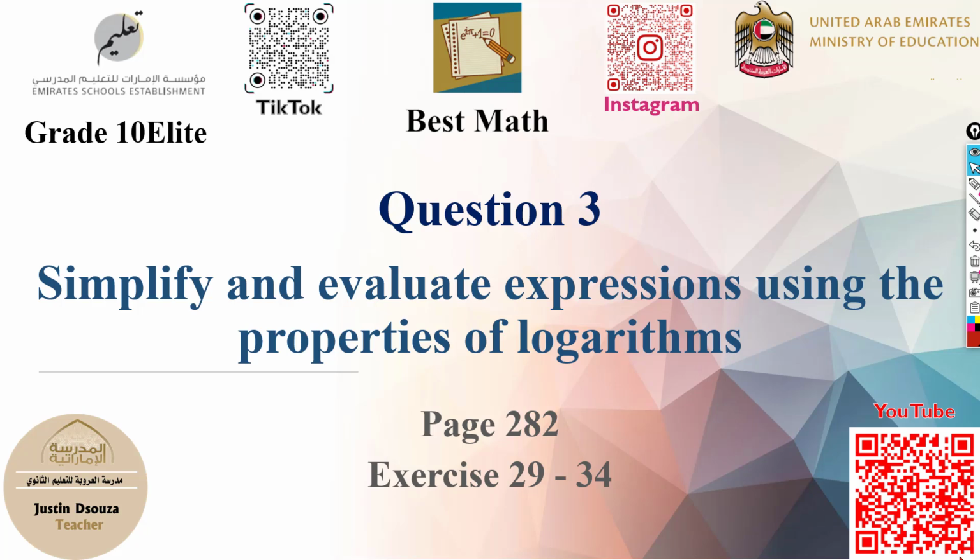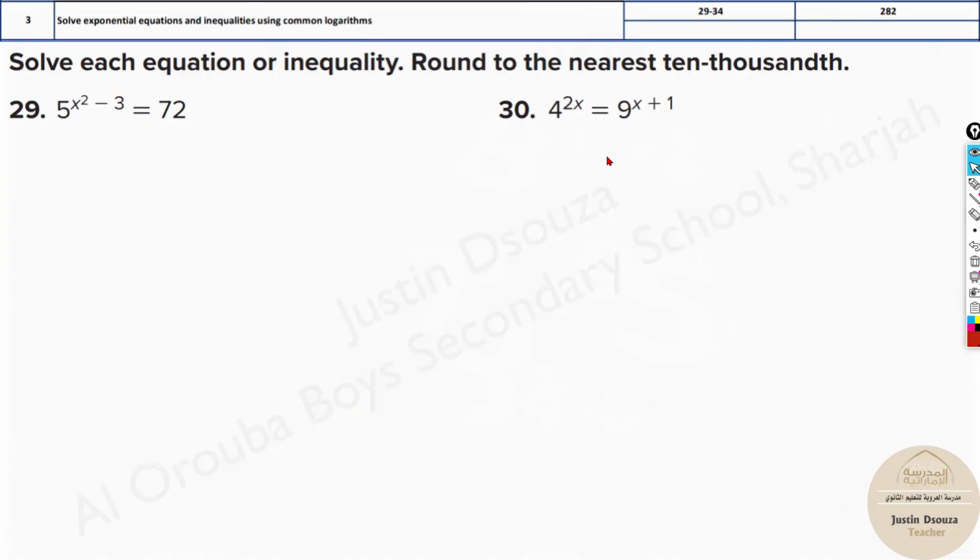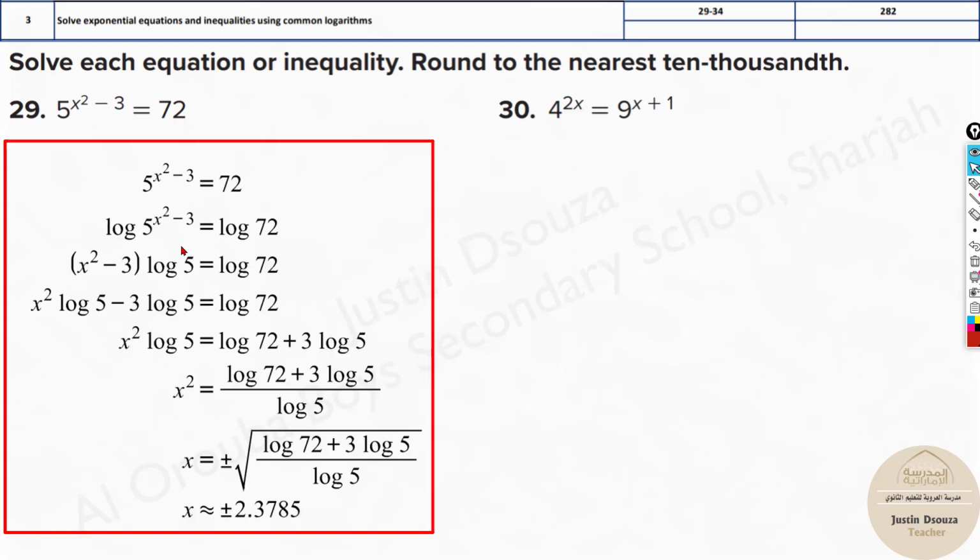Question 3 is to simplify and evaluate logarithmic expressions. Here we have these equations. So you have x on one side and a constant, or x values on both sides. You can use the properties and laws of log and solve it, but I'll tell you a shortcut using your calculator and the given options.